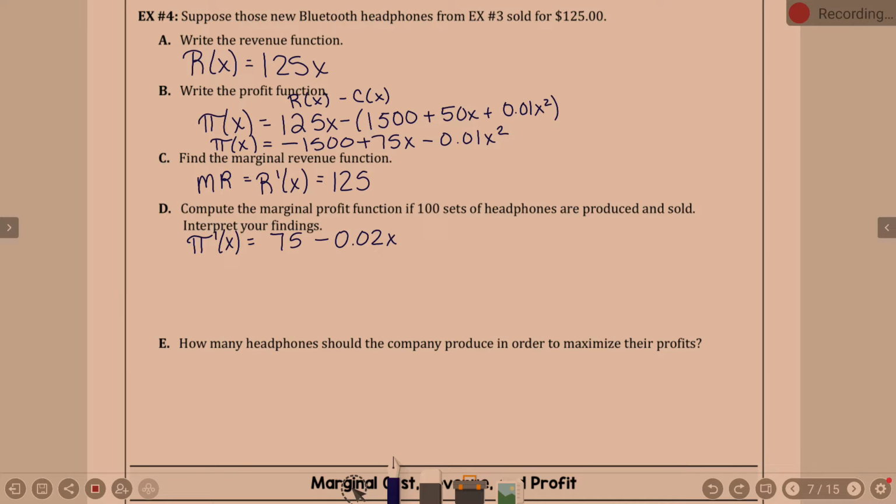Compute the marginal profit of 100 sets of headphones. So that means we're going to plug in. We're going to do pi prime of 100. So 75 minus 2/100 times 100. Two hundredths times 100 is going to be 2. 75 minus 2 is going to be 73. Darn, I didn't mess up my math. And this is marginal profit, so that's going to be $73.